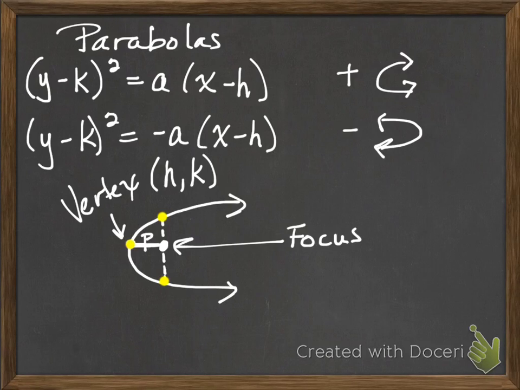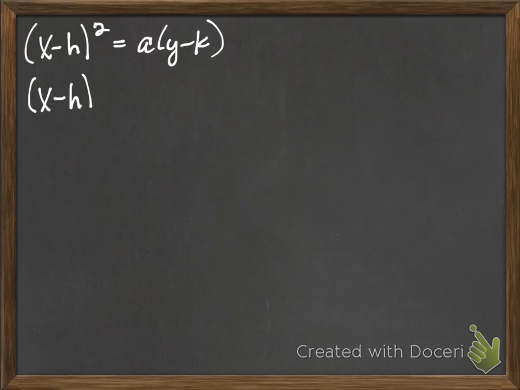So when the x is not squared, the parabola either goes right or left. In the next box on your notes, these are the equations where the y is not squared. So you have x minus h squared equals a times y minus k, and then you have x minus h squared equals negative a times y minus k. When the y is not squared, the parabola either goes up or down.